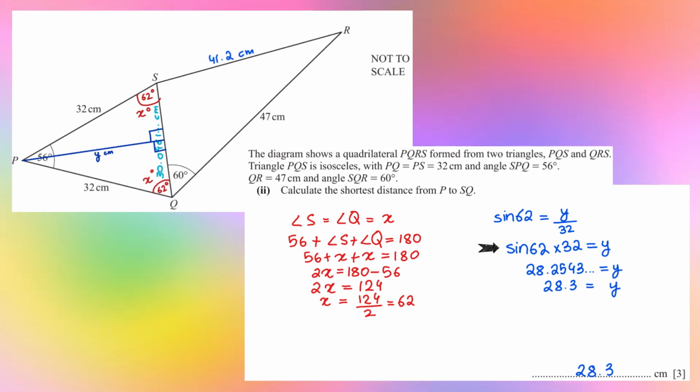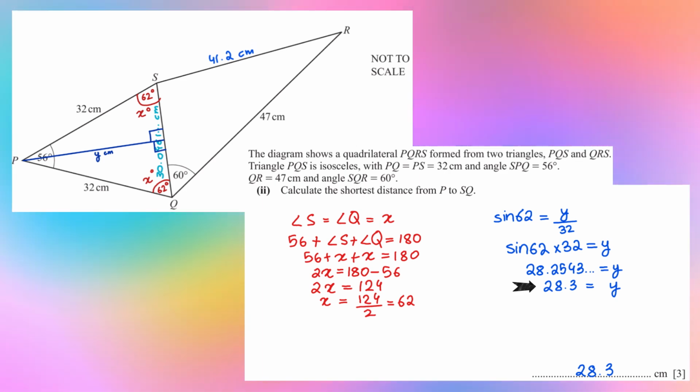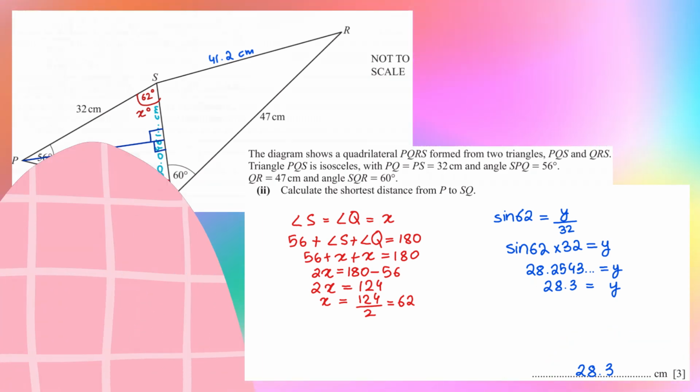Multiply both sides by 32. Entering the sine of 62 times 32 into our calculator, we get a long value, 28.2543, and so on. Rounding to 3 significant figures gives us y equals 28.3. Therefore, the answer is 28.3 centimeters.